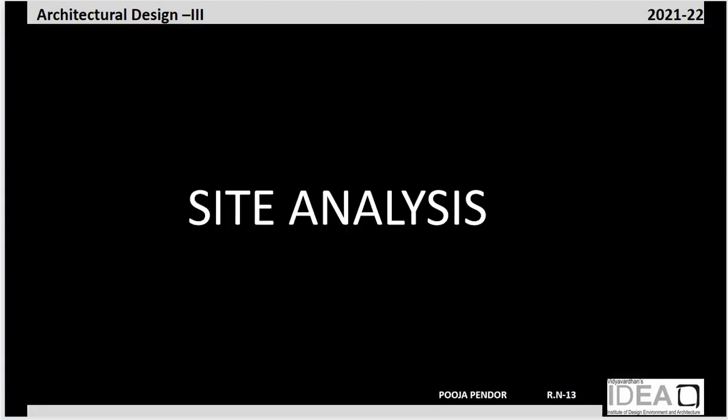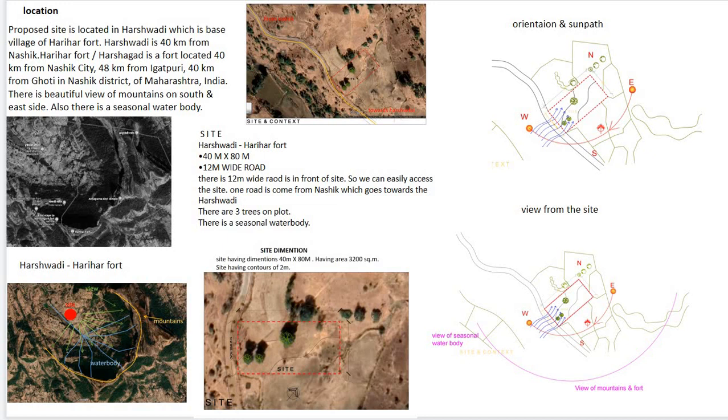Next is site analysis. The proposed site is located in Harshwadi, which is the base village of Harihar Fort. Harshwadi is 40 km from Nashik. Harihar Fort, Harshgad, is a fort located 40 km from Nashik city. There is a beautiful view of mountains on the south side and there is a seasonal water body on the west side.